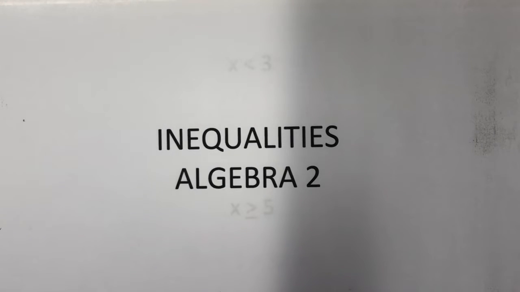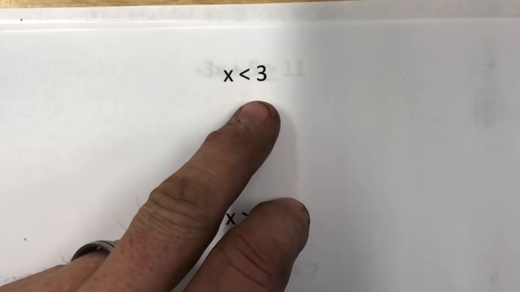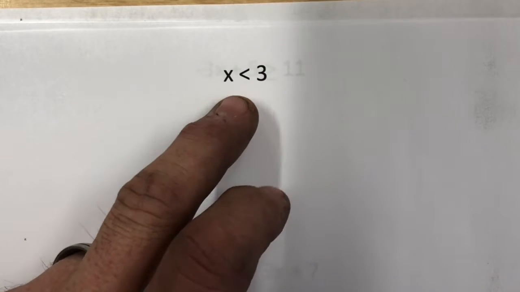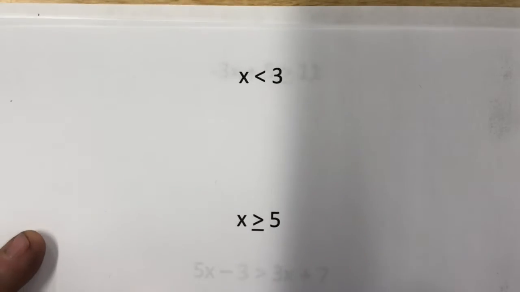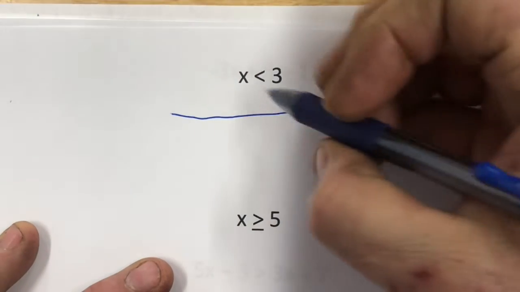All right, we're looking at inequalities in Algebra 2 today. We're going to start off with this: x is less than 3. We don't know what x is, but we know it's less than 3. Now, one thing we can do is draw this on the number line.